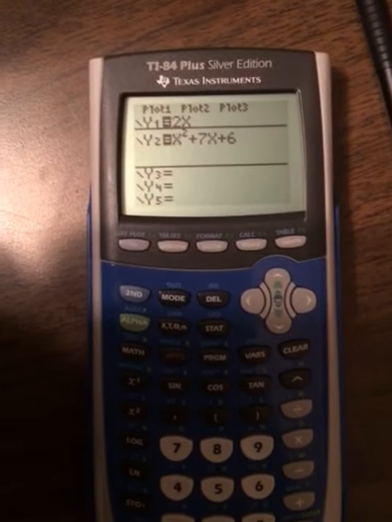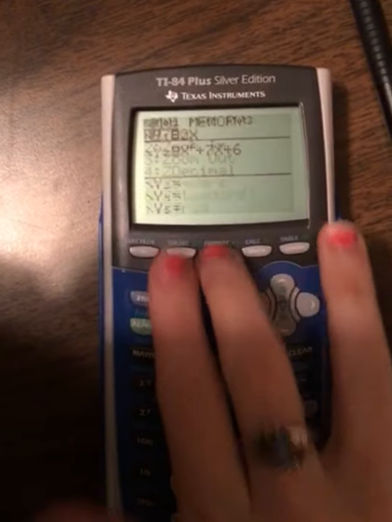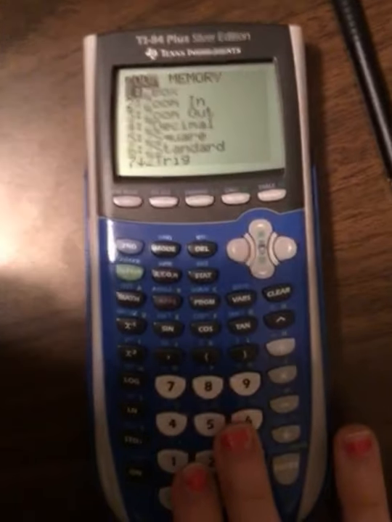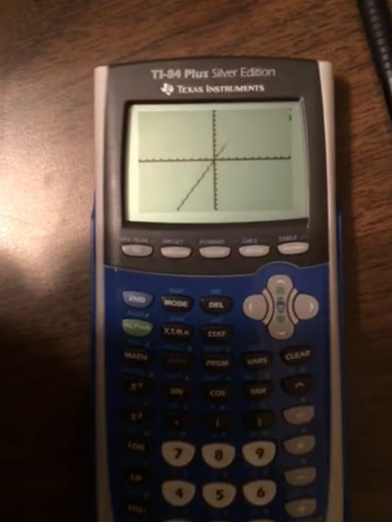The line and the equation for the parabola. And now I want to find where they intersect. So I'm going to go second trace. I'm going to scroll down to where they intersect. We're going to click enter.